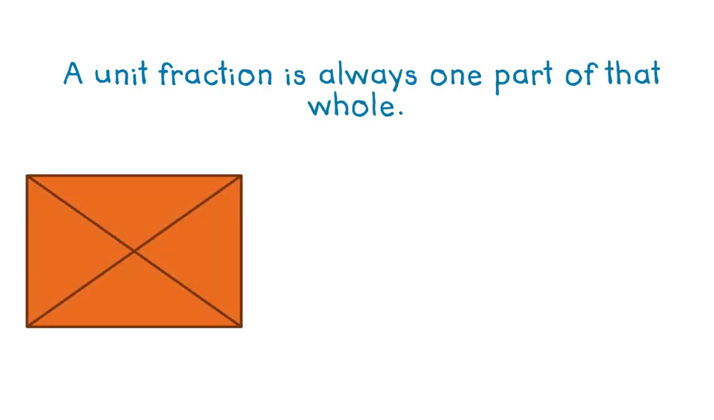A unit fraction is always one part of that whole. Can you see? It looks like an envelope. It is a rectangle that is divided into 4 equal parts. This is a unit fraction, one part from the whole parts. It is 1/4. 1 out of 4, 1/4.